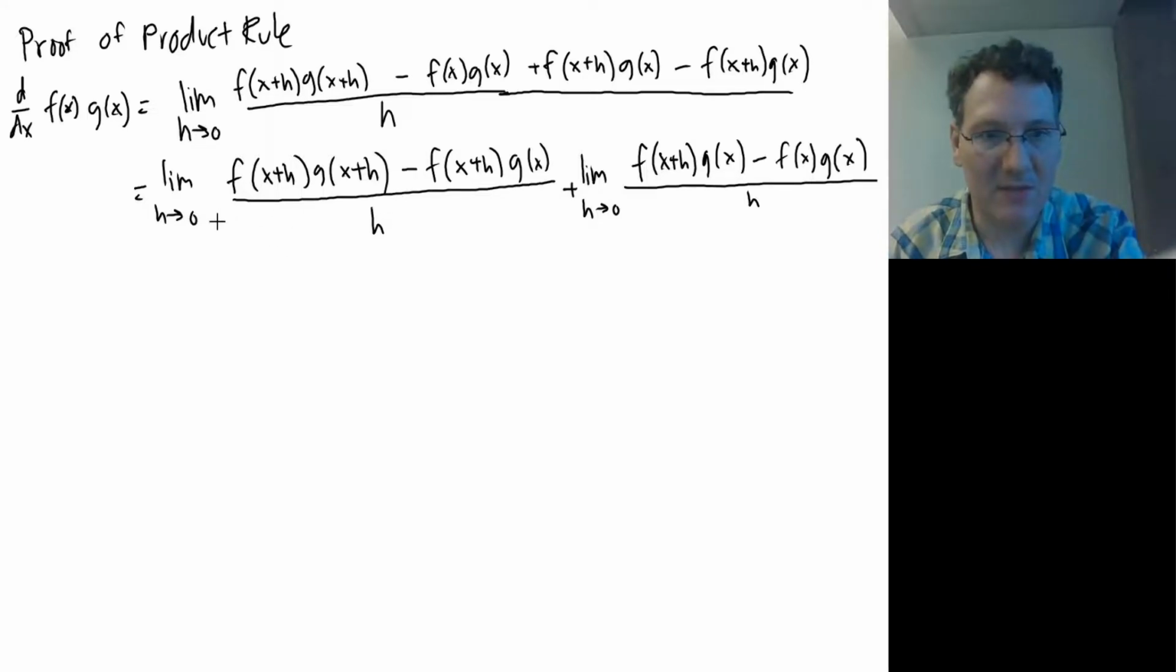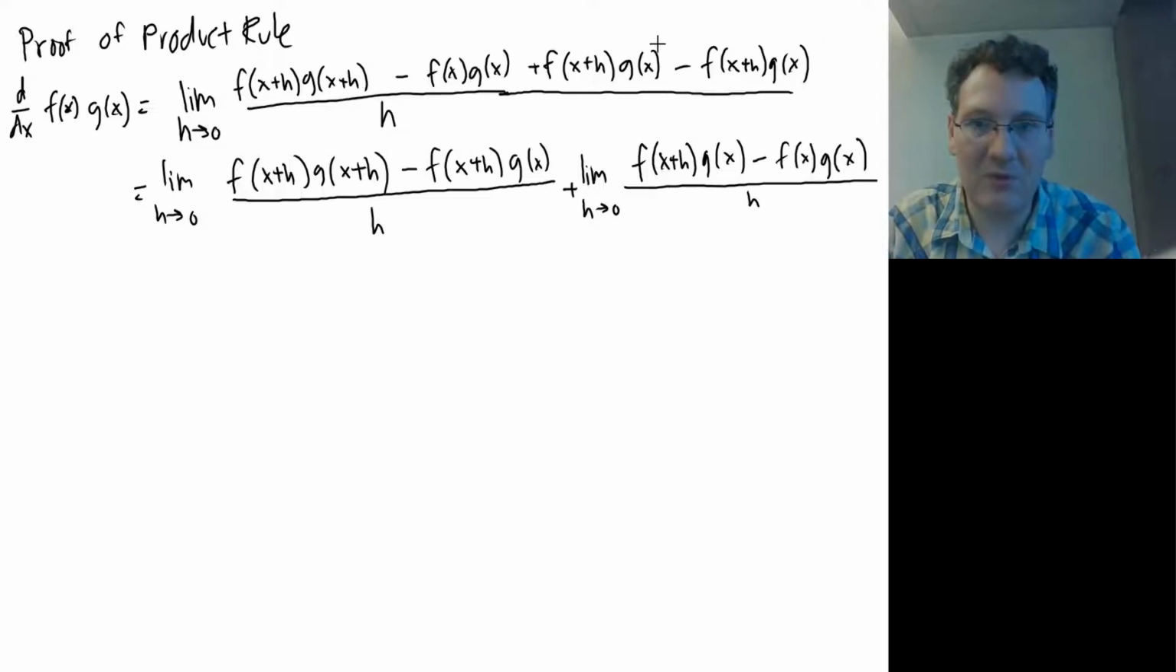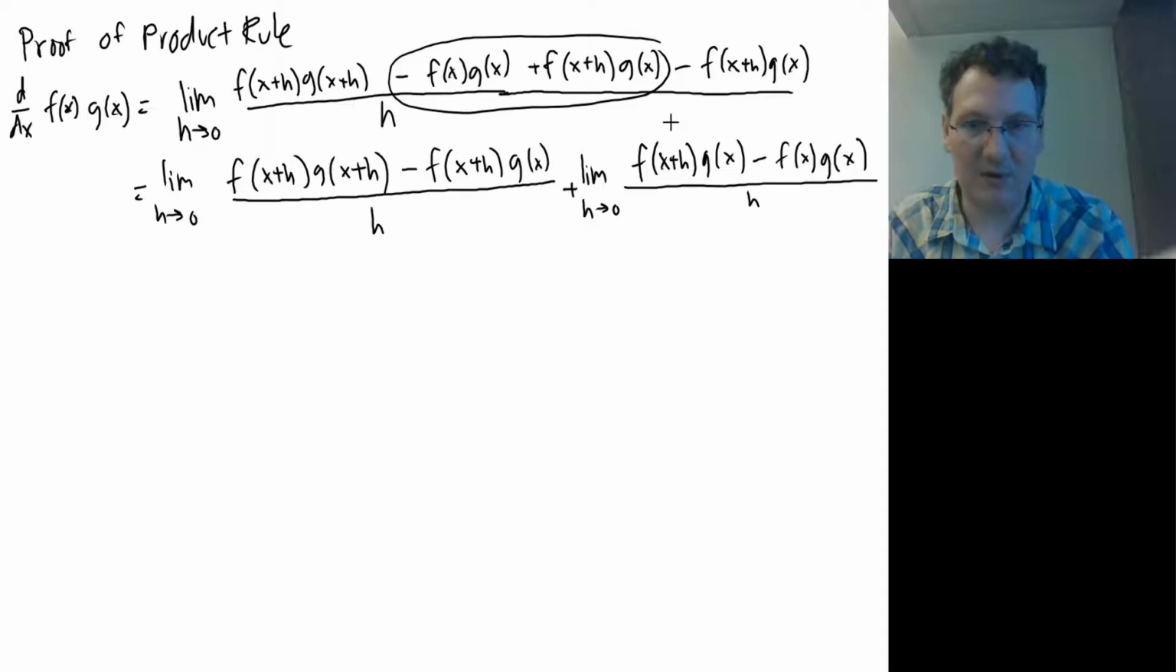So we have the limit as h goes to 0 of f of x plus h times g of x plus h minus f of x plus h times g of x. And then the second one, we have f of x plus h times g of x minus f of x times g of x. So in the first one, we just took this and we took that. Those went into the first fraction, and the second one takes these two terms, but I just swapped the order.